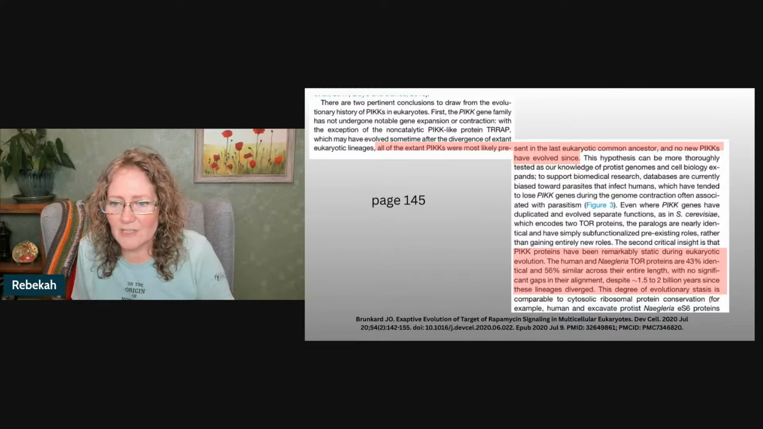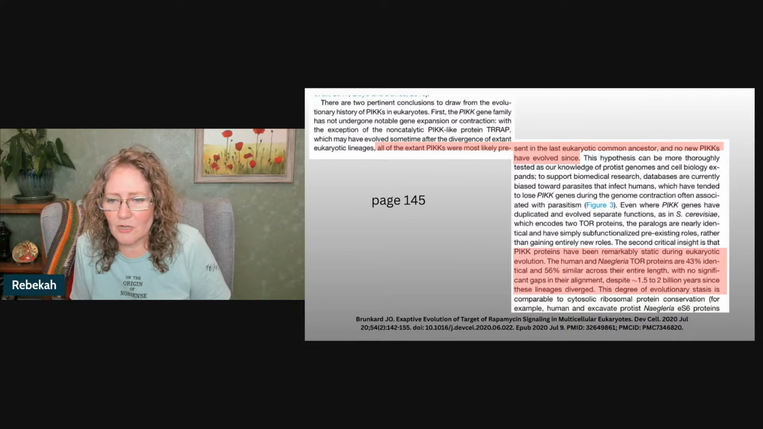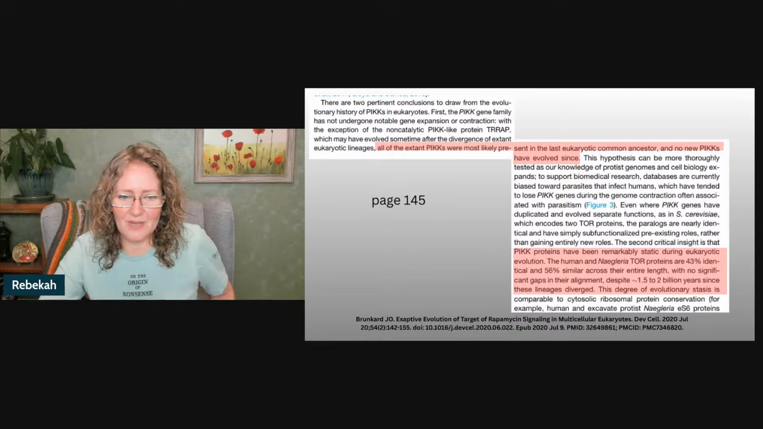All right. The second critical insight is that PIK proteins have been remarkably static during eukaryotic evolution. The human and Naegleria, which is like an amoeba, TOR proteins are 43% identical and 50% similar across their entire length with no significant gaps in their alignment, despite 1.5 to 2 billion years since these lineages diverged. This degree of evolutionary stasis is comparable to cytosolic ribosomal protein conservation. Wow, so more stasis. Okay, going on.